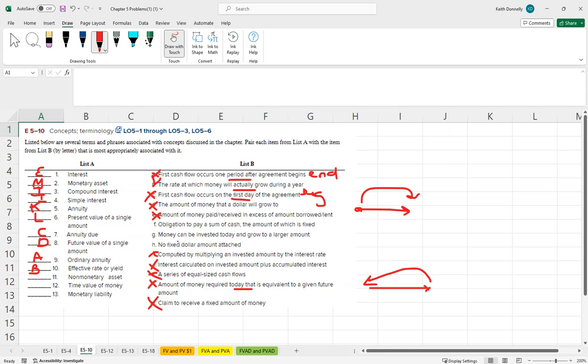11, non-monetary asset. That one's going to be H: no fixed dollar amount attached. 12, or I'm sorry, what number were we on there? 11 is H, 12 is G. I'm sorry, I'm getting ahead of myself. We're getting finished here. 12 is G: time value of money. Money can be invested today and grow to a larger amount. We said $1 today is worth more than $1 tomorrow. And then finally, the last guy, 13, by process of elimination, F: obligation, sum of cash.